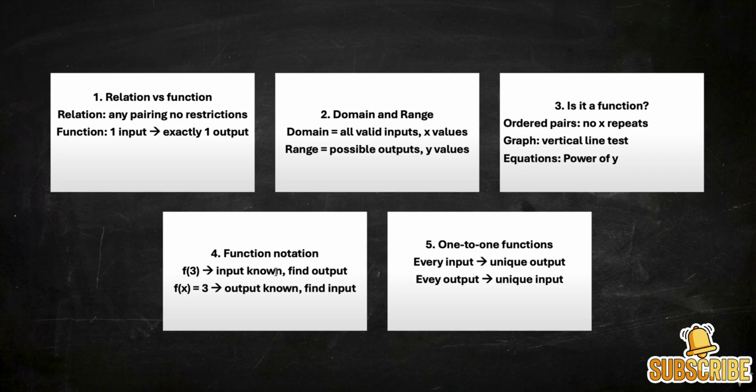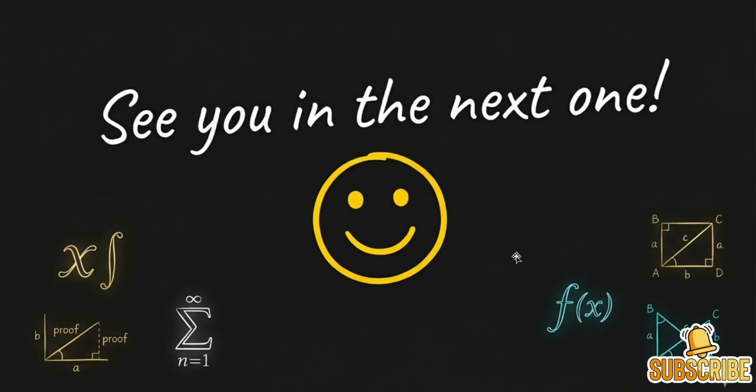But then when you are given function notations, you have to remember that f of 3 is input and you want to find the output, whereas f of x equals 3 is output and you want to find the input. Even though they look similar, they are not asking for the same thing. And then the last thing is one-to-one functions, and in this situation we can have sharing in either direction.